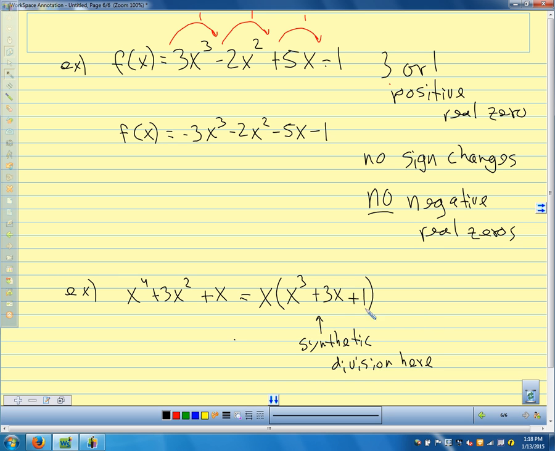And we could use Descartes' rule of signs. How many positive real zeros would this have? How many sign changes do I have here? 0. No sign changes. So there are no possible positive real zeros. So if they're real zeros, they would have to be negative. All right.